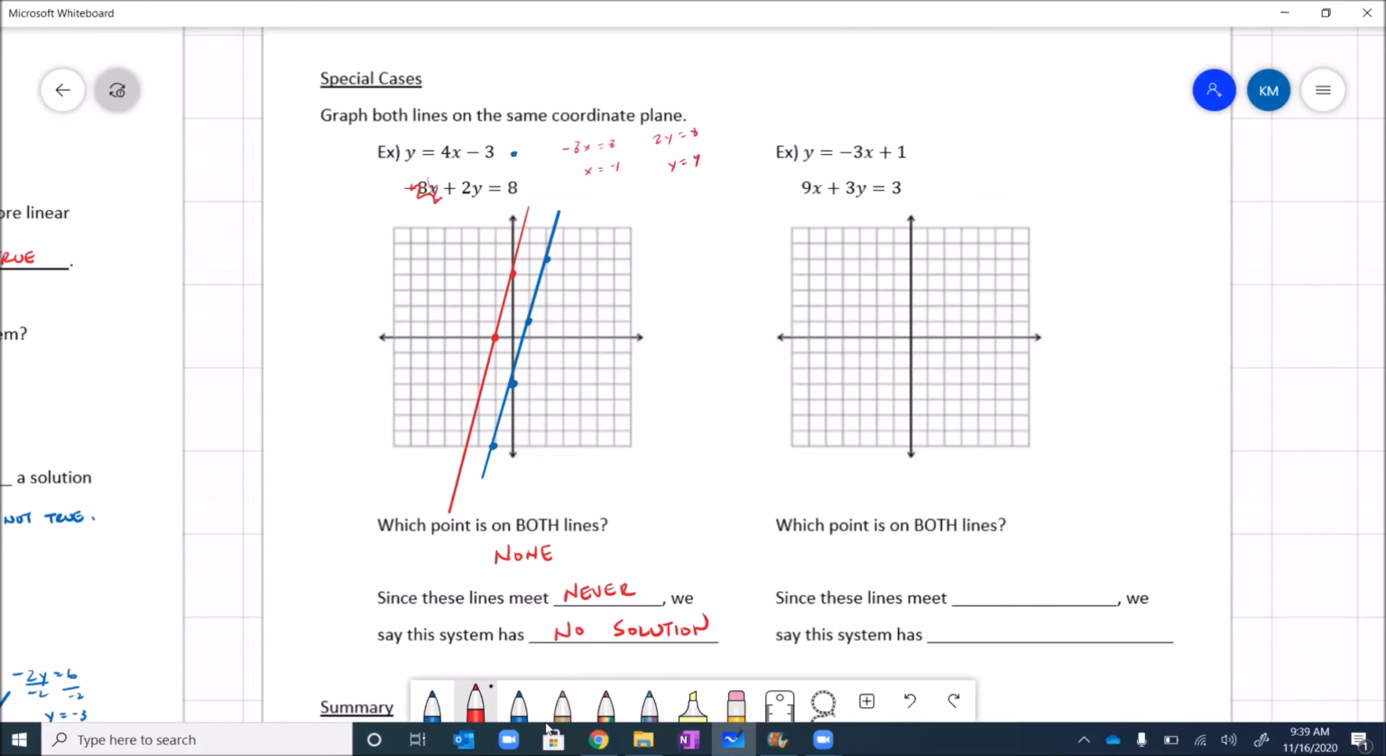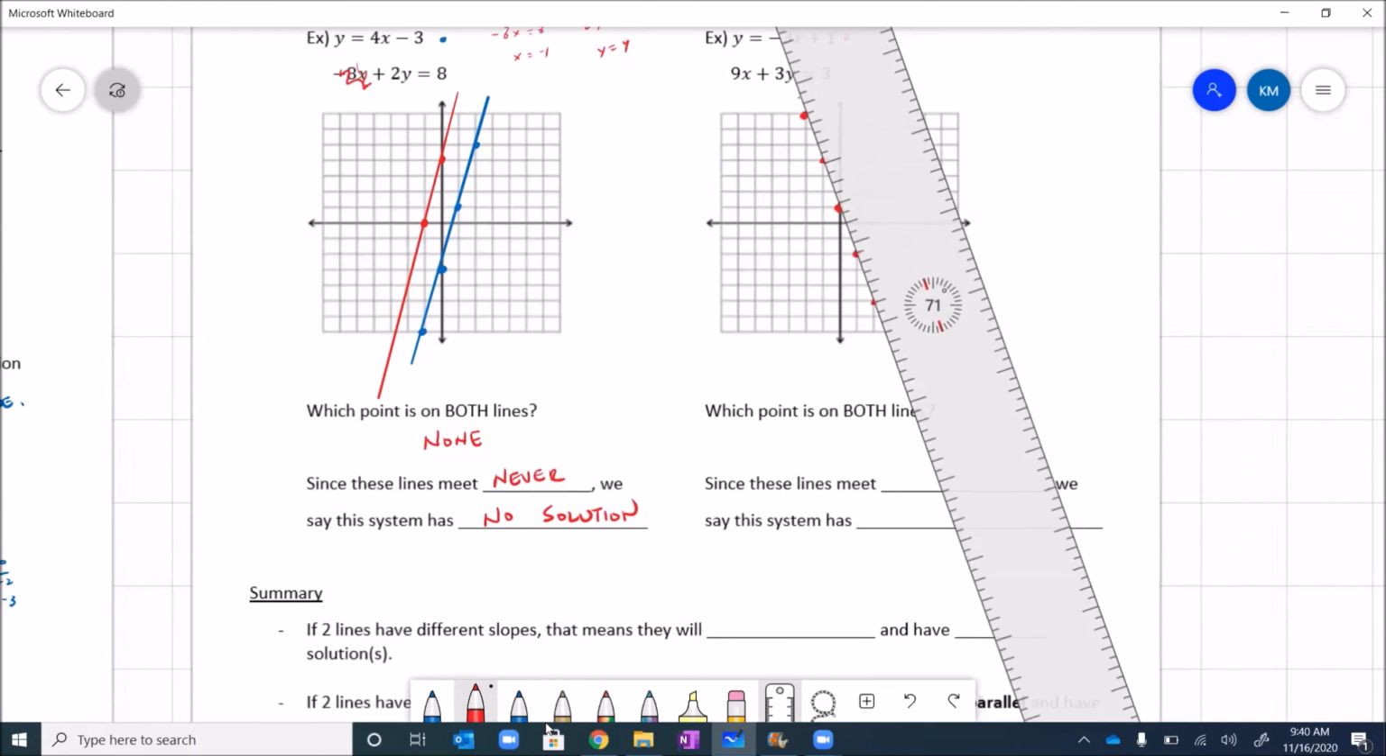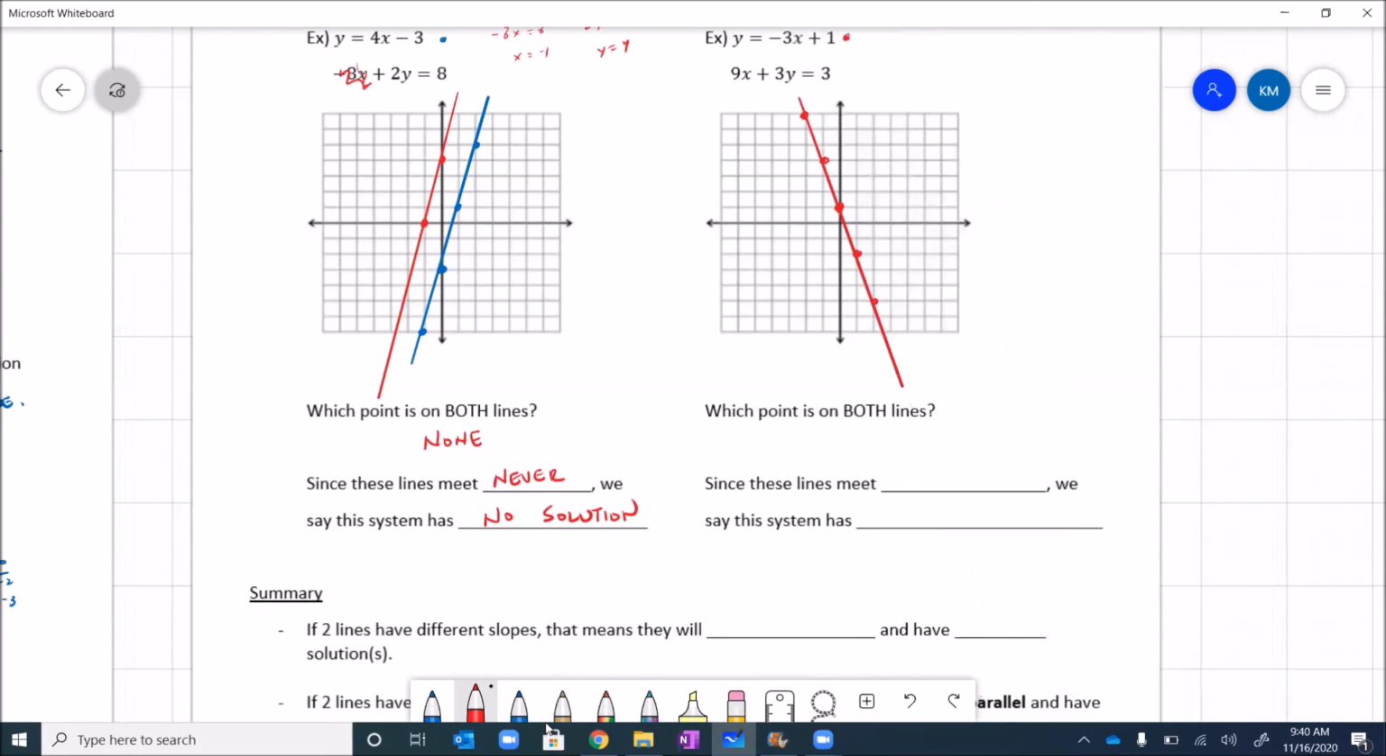Okay. All right, next one here, we have y equals -3x plus 1. Y-intercept is 1. -3x tells me to go down 3 over 1. Do that a couple more times. All right, so the line goes through there. Okay, bye-bye.